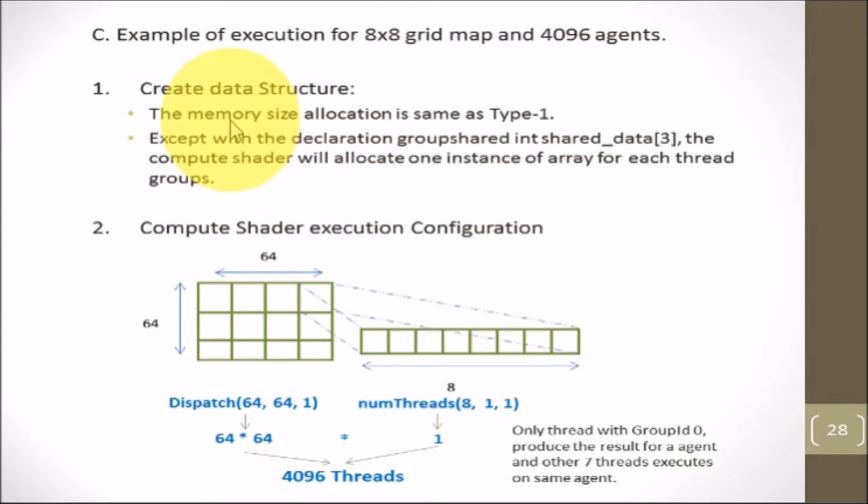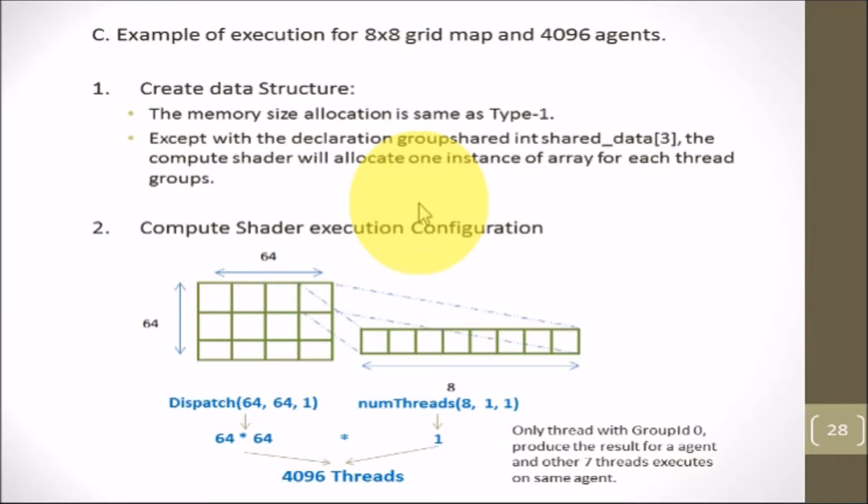So let's see how the data structure is created. The memory size allocation is the same as type 1, as I said, except for the declaration of shared integer shared data; the compiler will allocate one instance of the array for each thread group. Now what this means is within each thread group there will be an array of shared data which can only be used by the threads within the same thread group. So the shared data instance of one thread group cannot be used by another thread group.